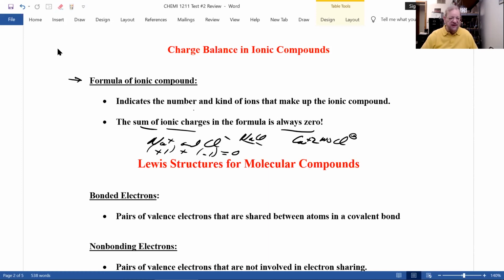So what would be the empirical formula for a compound with calcium plus 2 and chlorine minus 1? I'm going to let you try this one. I don't want to share the fun.